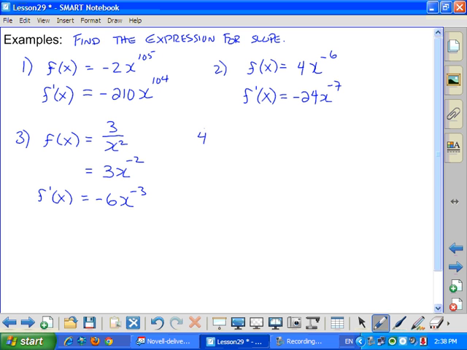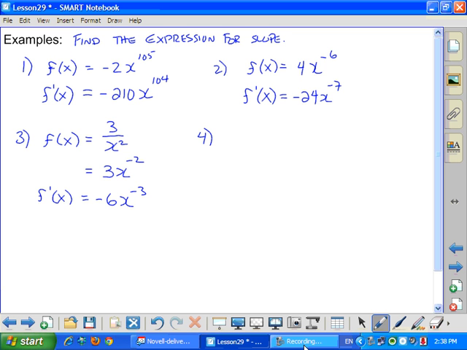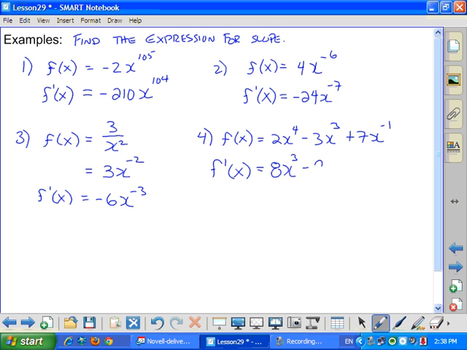What happens if it is a longer expression? For example, f of x equals 2x to the 4th minus 3x cubed plus 7x to the negative 1. You take a look at each component and you take the derivative accordingly. So 4 times 2, we would have 8x cubed. Moving to the next term, 3 times negative 3 is negative 9x squared. 7 times negative 1 is negative 7x to the exponent negative 2.